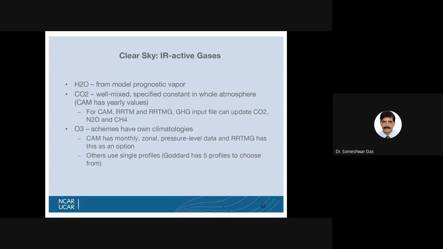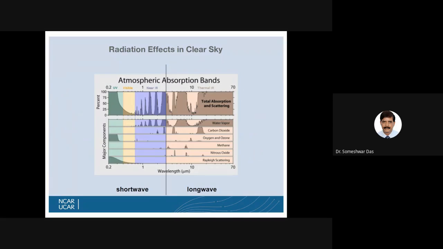And this diagram illustrates the absorption bands of the radiation. Left side is for the shortwave, right side is for longwave, and they are the different gases. Okay, water vapor, carbon dioxide, oxygen, ozone, methane, nitrous oxide, Rayleigh scattering, etc. So all these things that you have already studied earlier, they are incorporated in the WRF model. Okay, I'm not going to explain these things further in detail now.